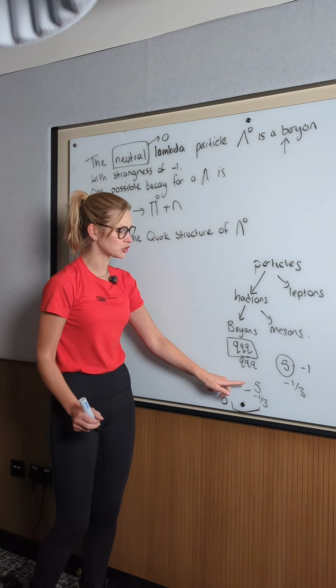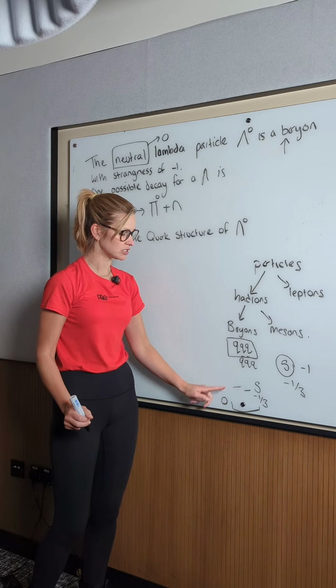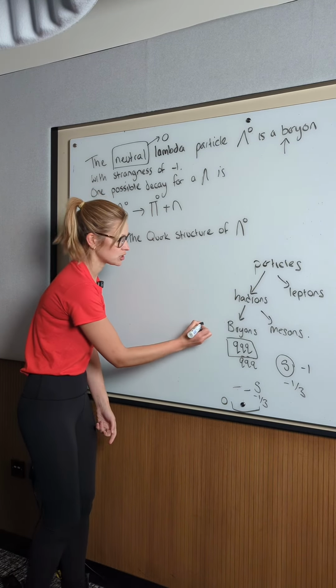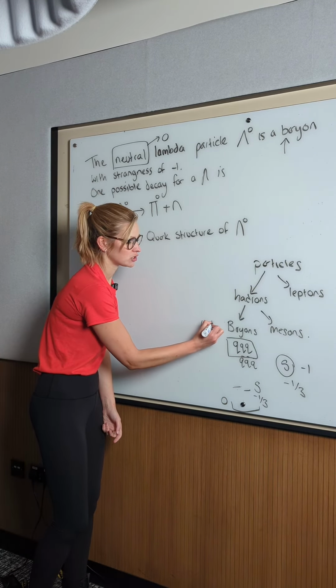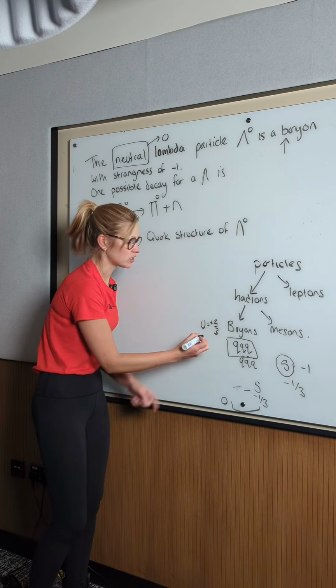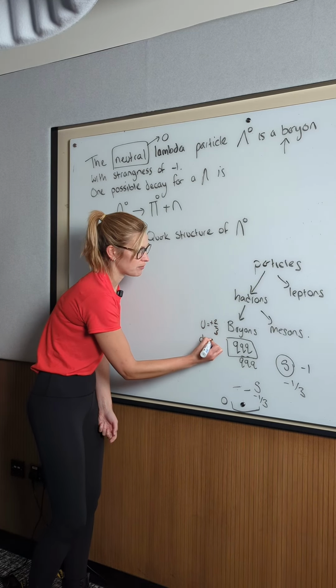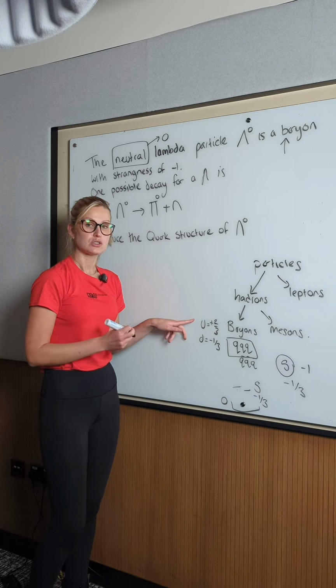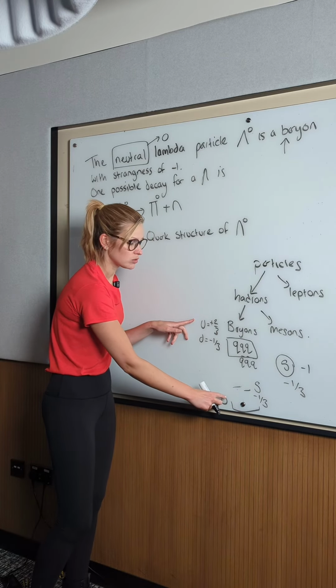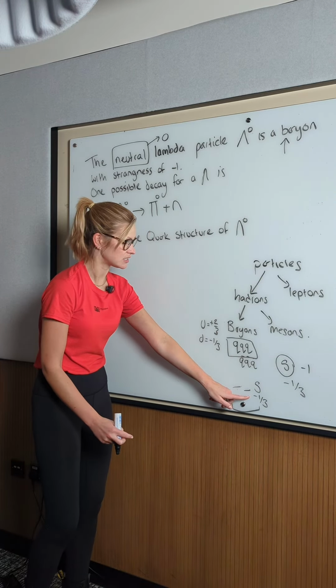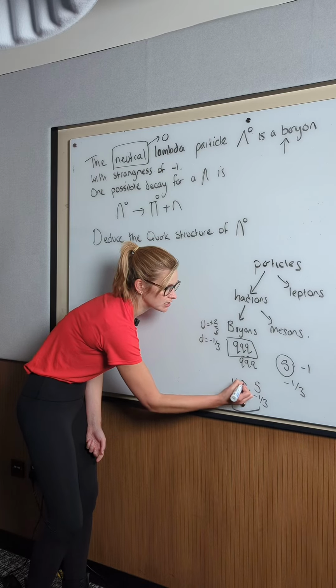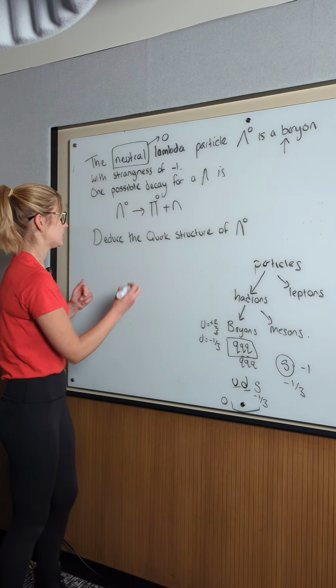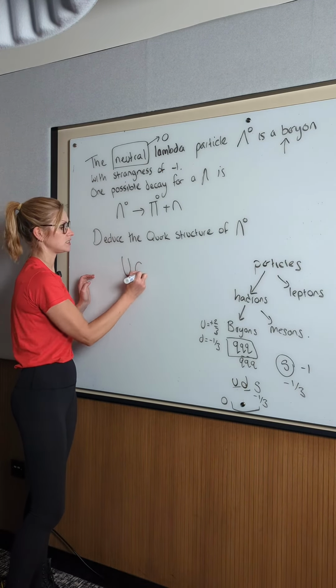So I need to think, what other two quarks can I put in here to get a charge of 0? And my options are either the up quark, which has a charge of +2/3, or the down quark with a charge of -1/3. Again, I need a charge of overall 0. So the only way to cancel out this is going to be to add an up quark and a down quark. So my quark structure, I'm going to write UDS.